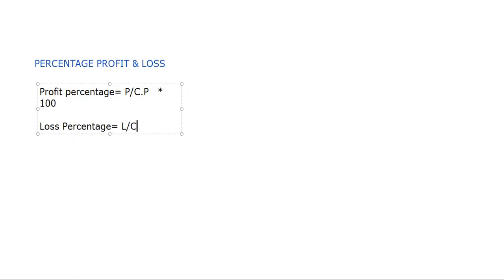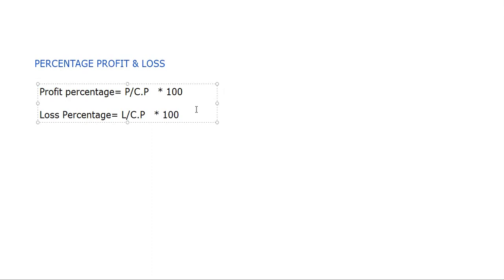However, a profit percentage and a loss percentage is where you put your profit over your cost price, so profit percentage is profit over cost price, and you multiply by 100, or your loss percentage is your loss over cost price multiplied by 100. Nice and straightforward.